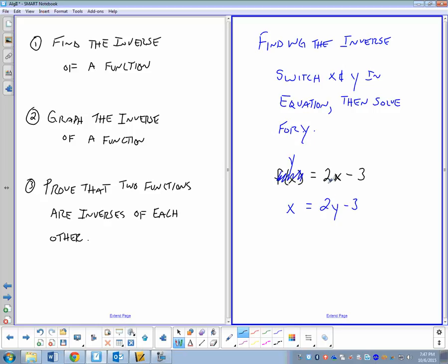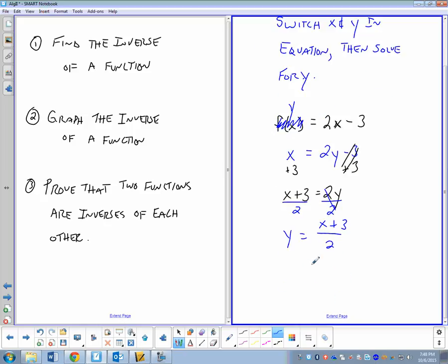Now I solve for y, which means I need to get this y by itself. To get y by itself, I have to get rid of the 2 and the 3. I get rid of the 3 first because it's farthest away. And instead of subtracting 3, I add 3 to both sides. So I get, over here, this is x plus 3. So I write x plus 3 equals 2y. Then to get rid of this 2, I divide by 2. Over here, I divide by 2. And I get y equals x plus 3 over 2. So that is my inverse of this function.